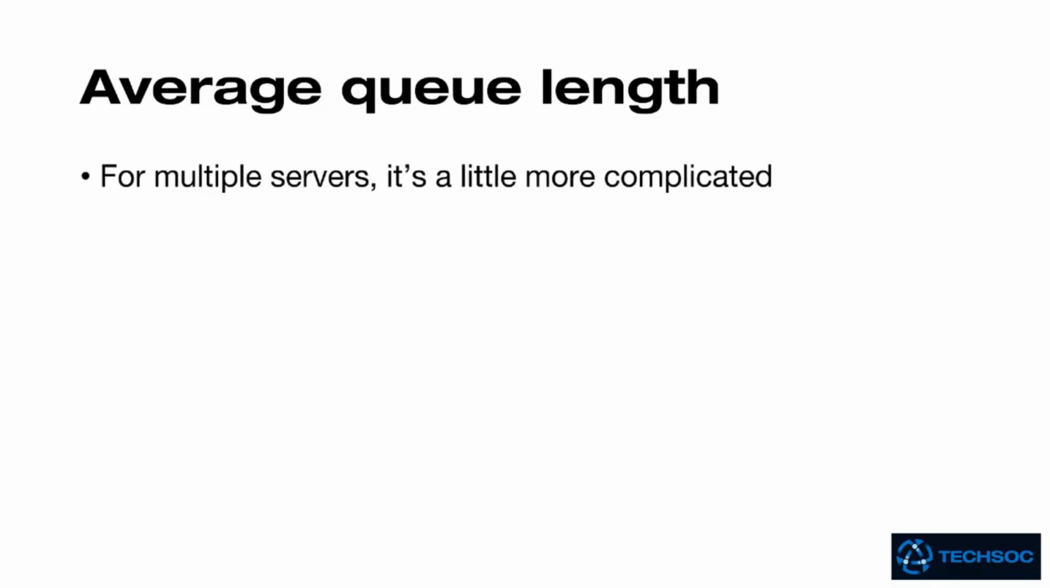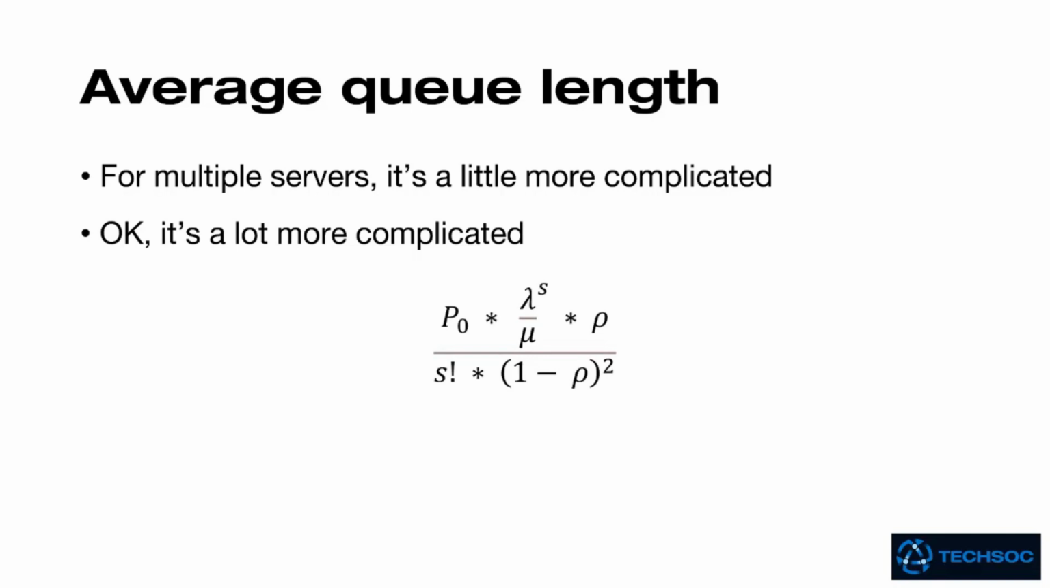For multiple servers, it's a little more complicated. And I'm not going to lie to you, it's a lot more complicated. The formula is the probability of 0 individuals being in the queue, indicated top left as P sub 0, multiplied by the factors you see there: lambda divided by mu to the power of the number of servers, multiplied by rho, divided by the quantity s factorial, so if s were 3, that would be 3 times 2 times 1, multiplied by 1 minus rho quantity squared.